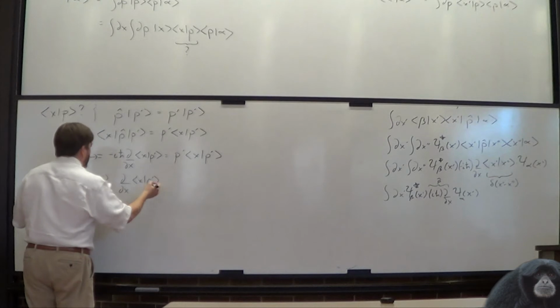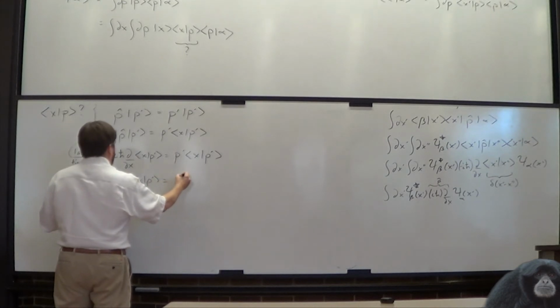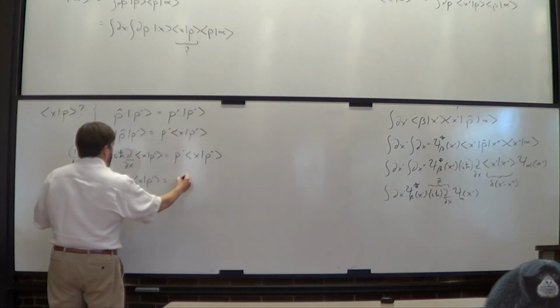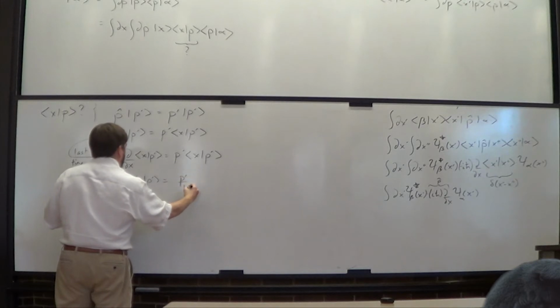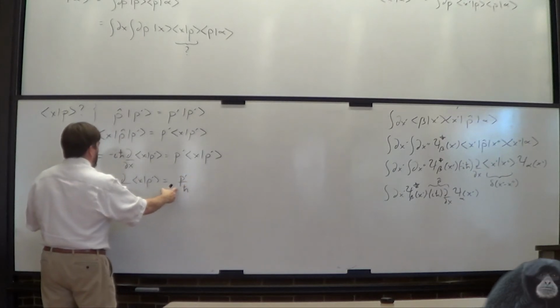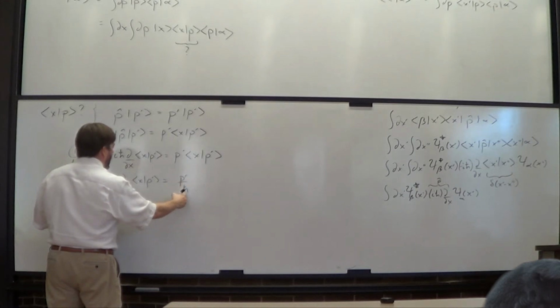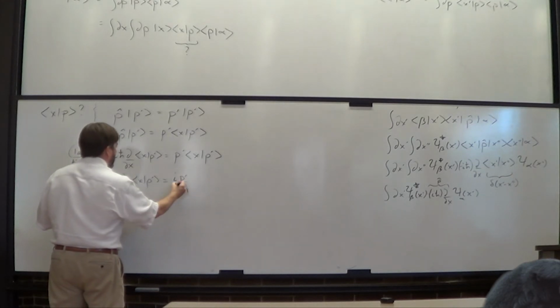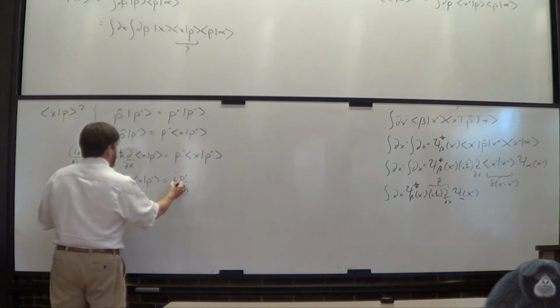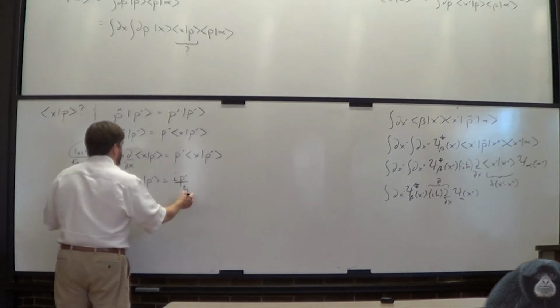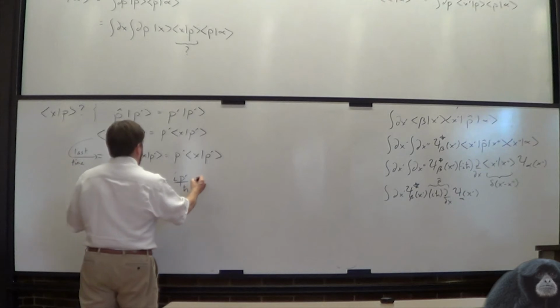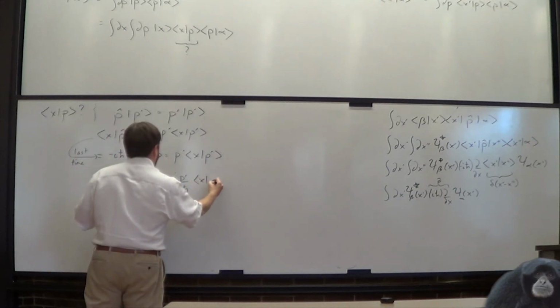of this inner product is equal to p prime over h bar, divided by... minus i h bar, but I can put the i on top and eat the minus sign, and I like to do that. I don't like minus signs. Okay, so there's that. And it's the same thing.